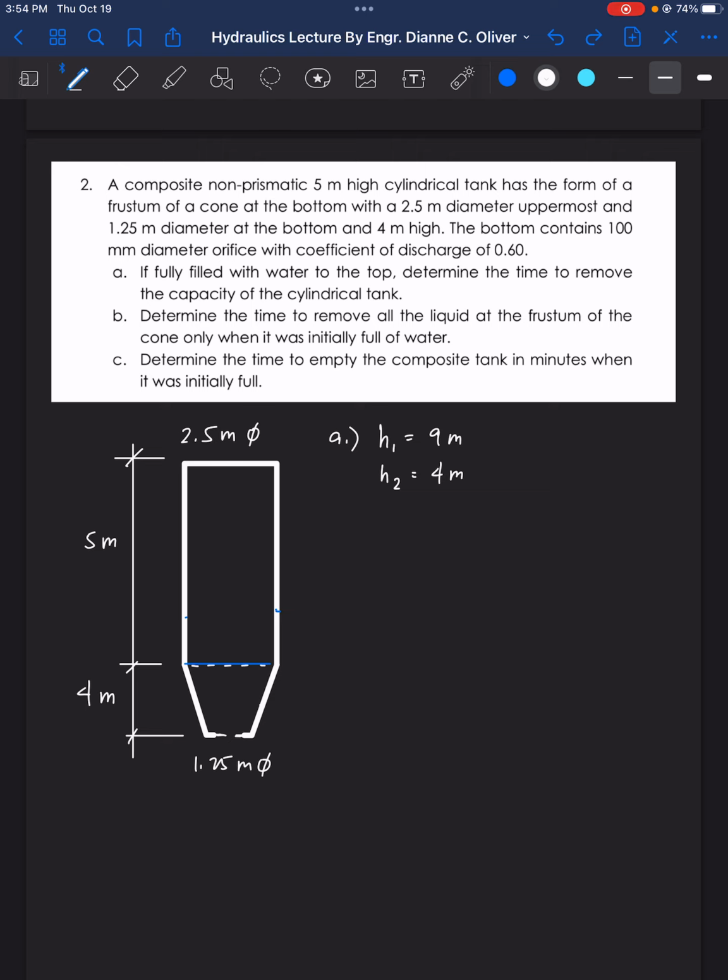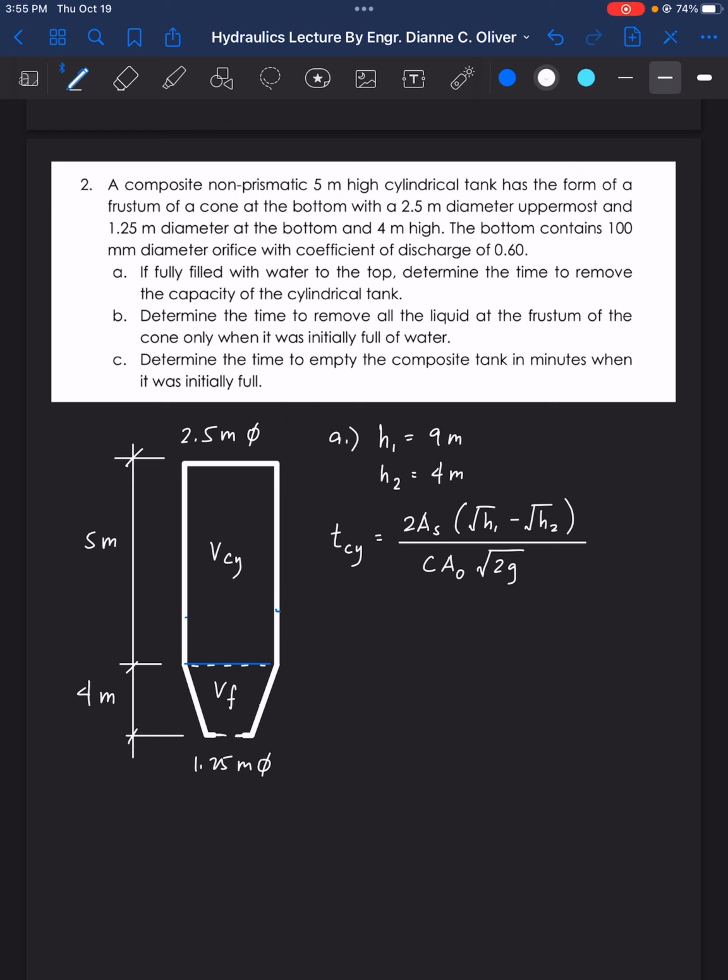So the time to remove the water from the cylindrical tank, so this is our cylinder, volume, frustum of a cone. So that is equal to twice the area of the surface times the square root of H1 minus the square root of H2. Then C, the coefficient of discharge, times the area of the orifice, times the square root of twice gravity. So that's our formula.